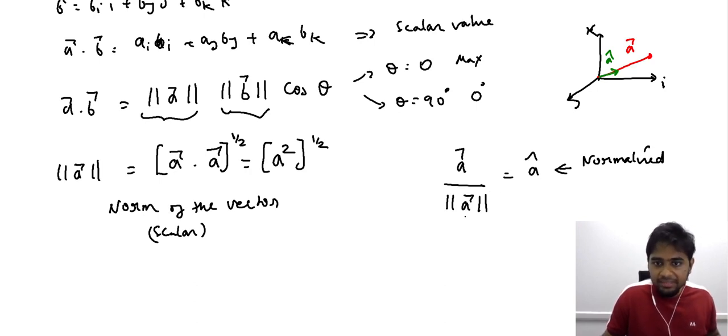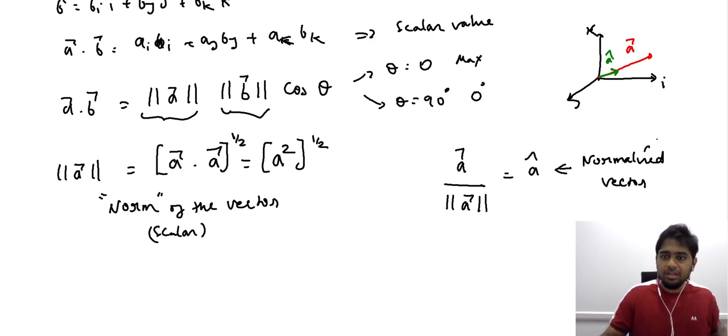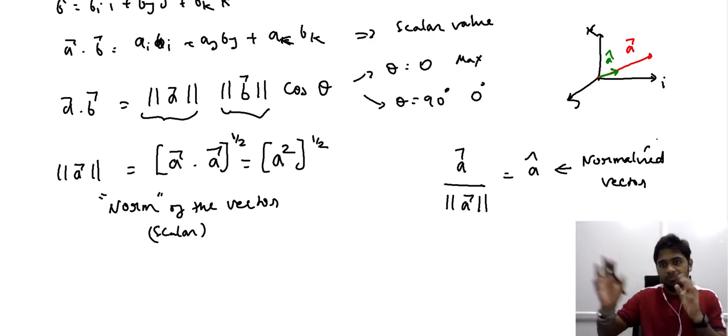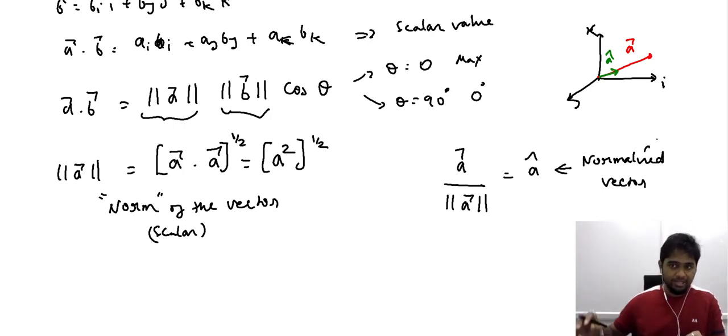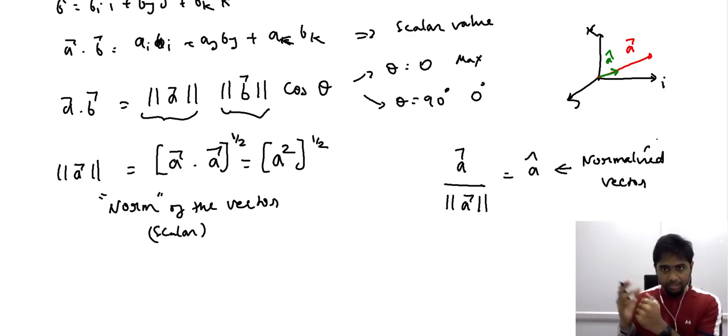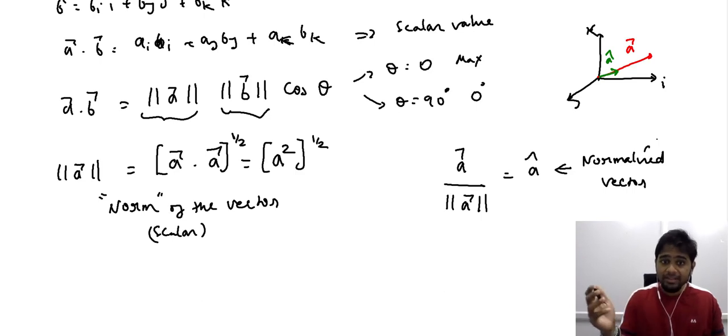Because we are dividing it by the norm, we name it a normalized vector. So a normalized vector is nothing but a unit vector along the direction of the original vector, which has a definite magnitude to it. The norm of this vector allows us, when we normalize it, to have a unit vector that is oriented along the direction of the original vector.